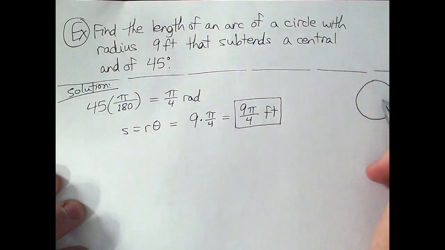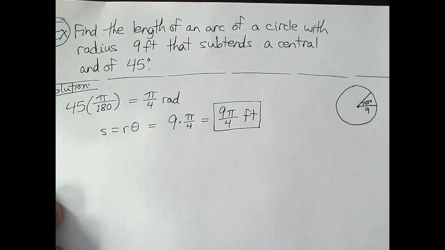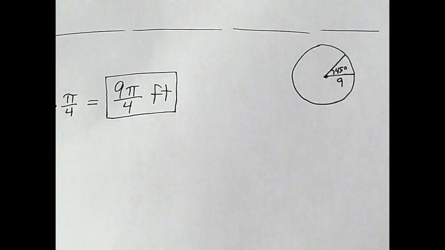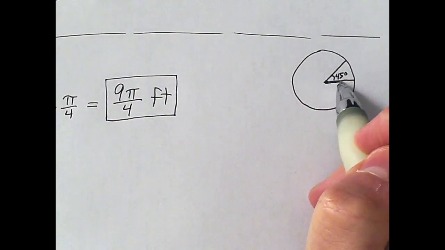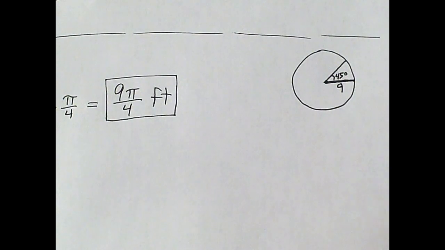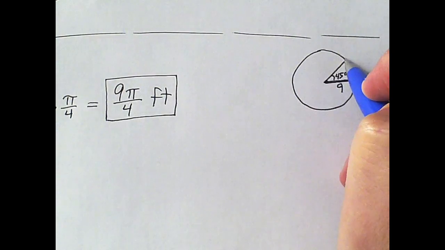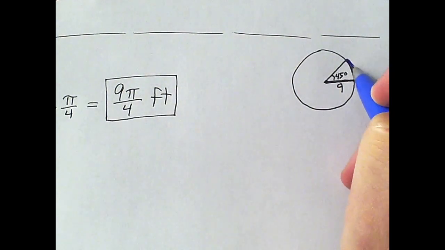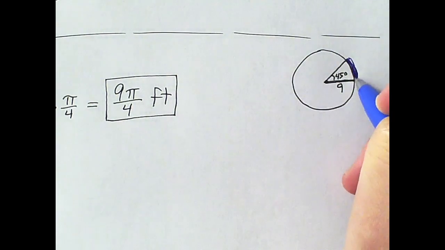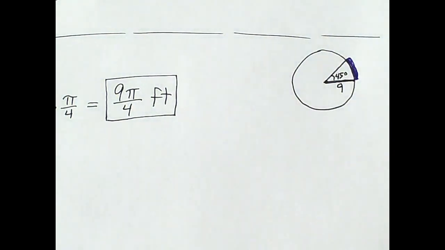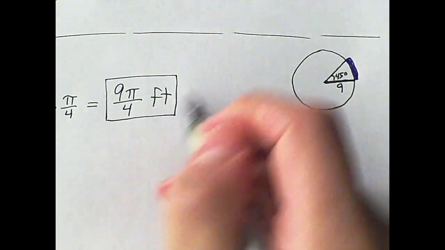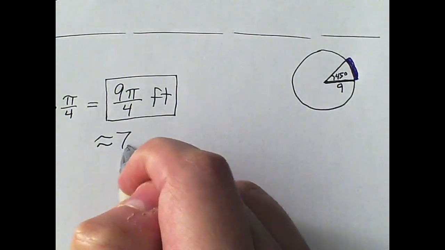If you drew a picture of this, you might have a 9 here and a 45-degree angle. Oh, I'm drawing this really small. Let's zoom in on it. All right, so you've got a radius of 9 and a 45. And the question was asking for s. The question was asking, what is the length of this arc? So what did we find? 9 pi over 4. I'm going to tell you with a calculator, I found that this is approximately 7.1 feet.